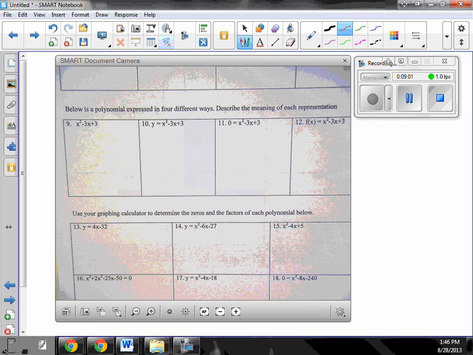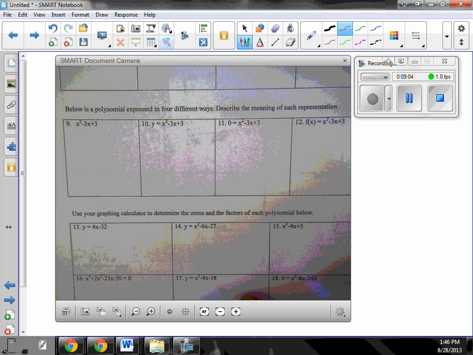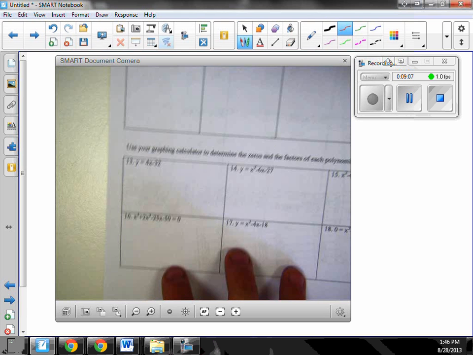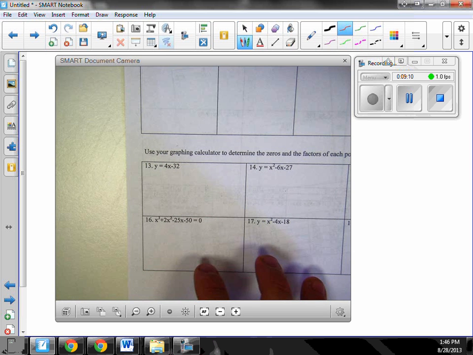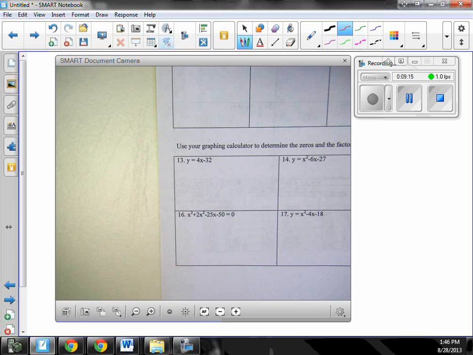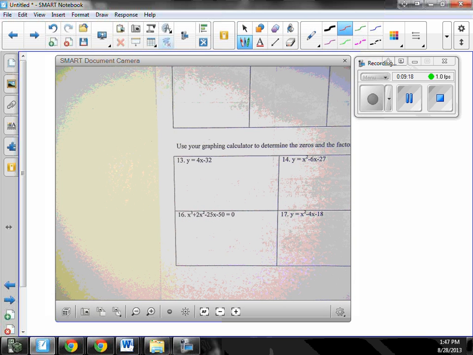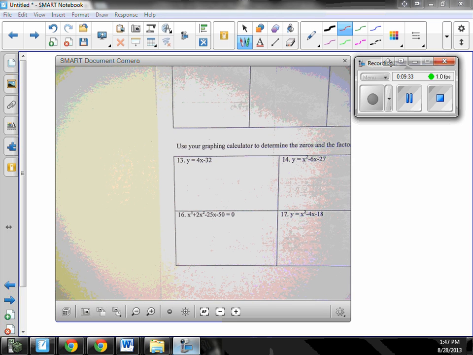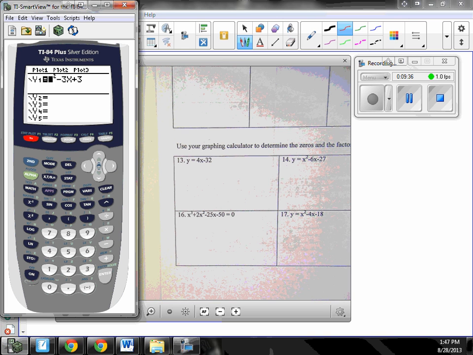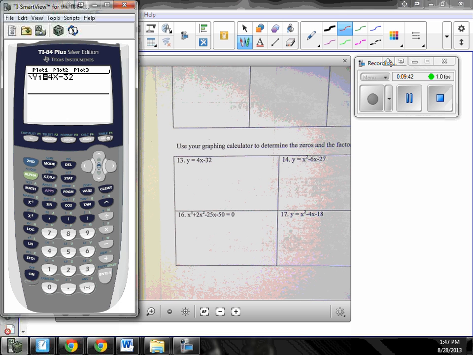Now here's where you guys that don't have calculators are going to be in a little bit of trouble. Use your graphing calculator to determine the zeros and the factors of each polynomial below. So yesterday we looked at a polynomial and we factored it and we found the roots. Today we're going to look at a polynomial and find the roots and then create the factors. So I'm going to take 4x minus 32. Oops, wrong. So in my y equals, clear that out, 4x minus 32. Graph it.